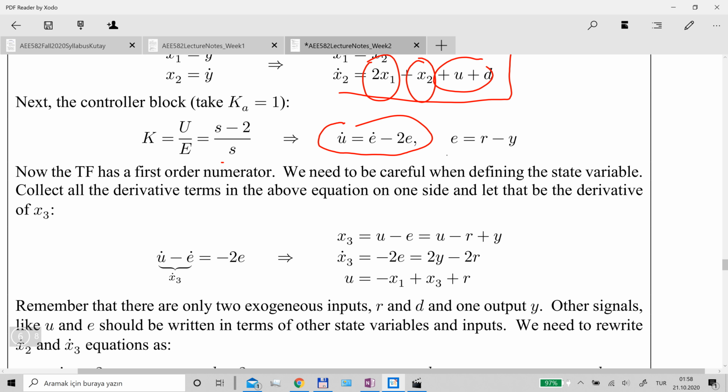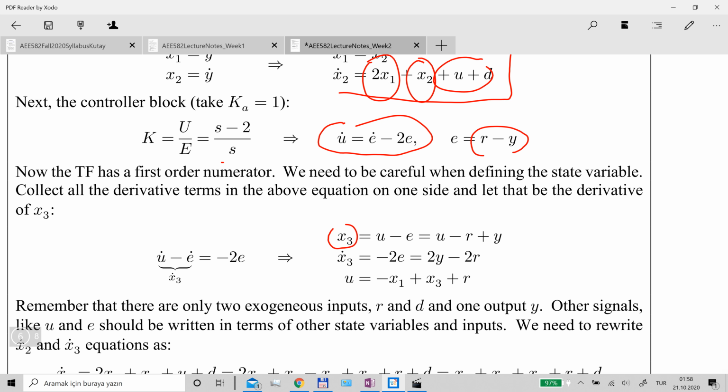And since the derivative of x3 is equal to the collection of these derivative terms, I can go back from there to how I should define the third state variable. So in other words, I take the integral of this part, and that will give me x3 to be equal to u minus e. So this is how I define my state variable. And instead of e, I can use r minus y.